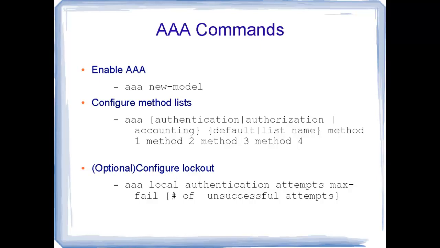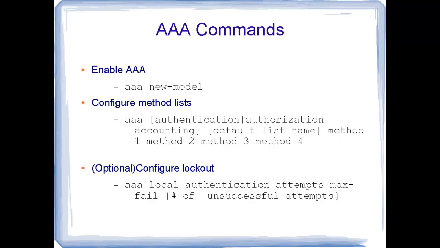Then we've got to configure our method list. We could first do an authentication. We'll look mostly at authentication here, an authentication method list, and then we can create a method list for authorization. So if you're authenticated, what am I going to authorize you to do? Most often authorization is done with a server-based solution.